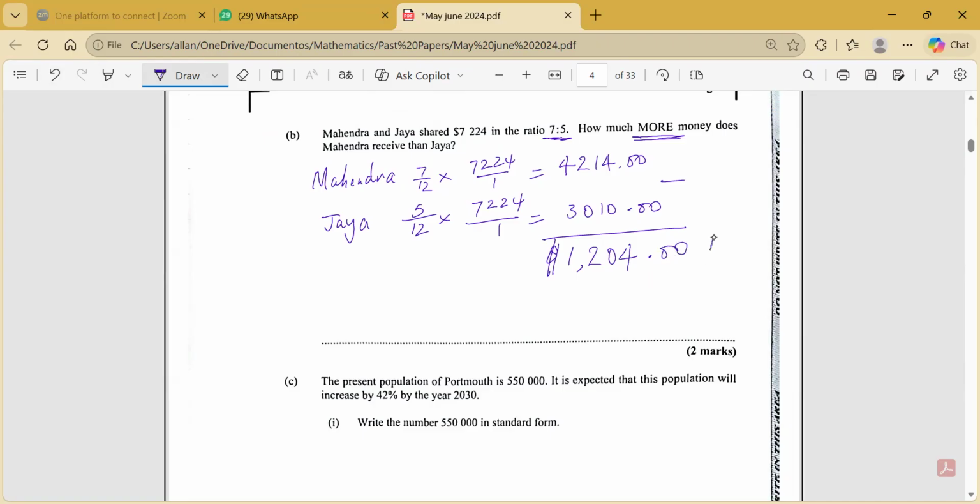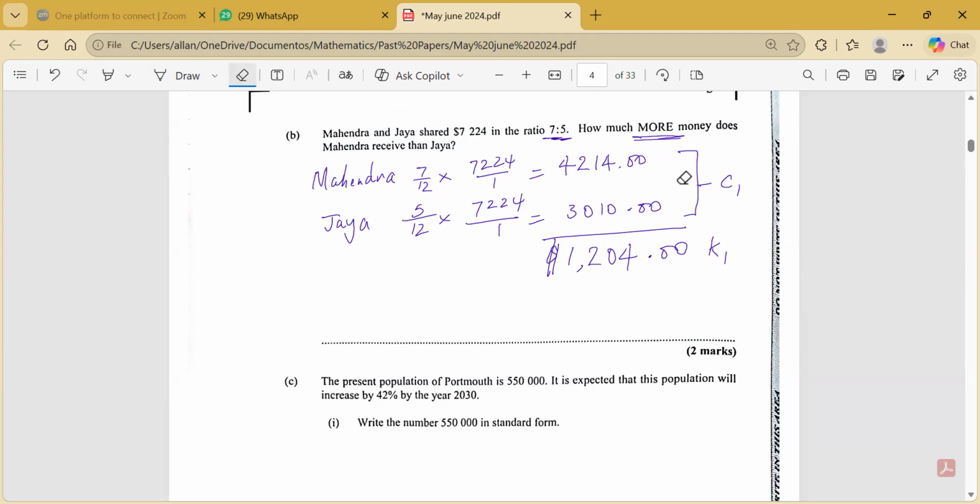So again, one answer for this, K1, and another answer, which is C1, showing some sort of comprehension skill. All right, so let's say 2 marks here. So you're going to get C1 for this working. So you should only spend 2 minutes on this question actually.